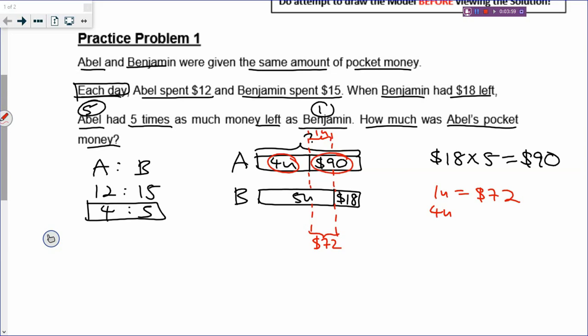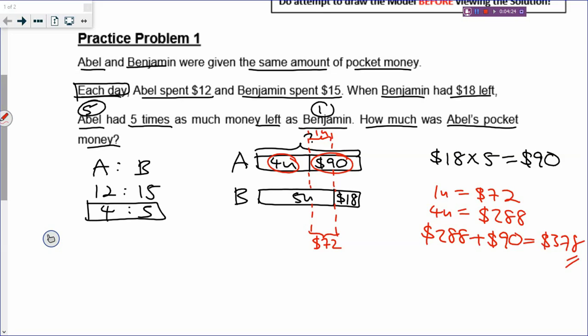So 4 units will be 72 times 4. And 72 times 4, you will get $288. And then you have to plus 90. That will give you Abel's pocket money. And that will be $378. And how about Benjamin?